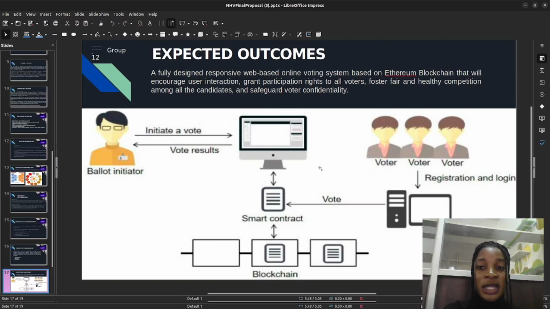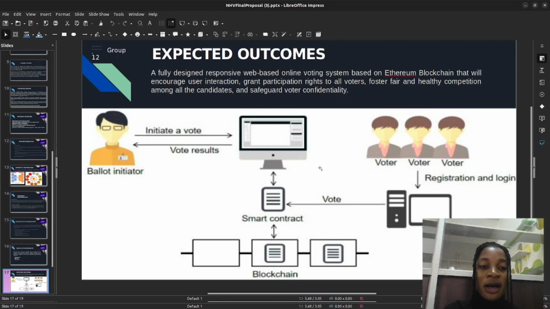Now, the expected outcomes. At the end of it all, we shall have a fully designed, responsive, web-based online voting system based on Ethereum blockchain, like my colleague said, and this will enable user interaction, grant participation rights to all voters, foster fair and healthy competition among all the candidates, and safeguard voter confidentiality.